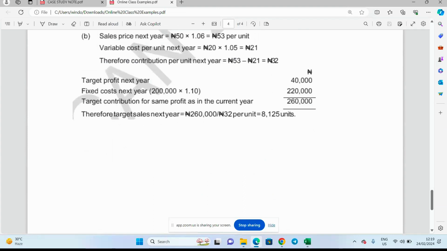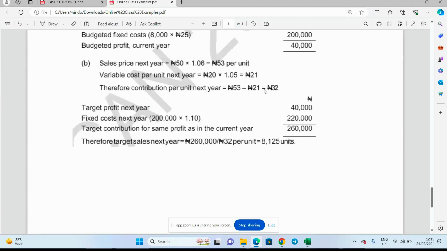So this is it. You have gotten 32 already, Abby. So target profit next year is 40,000. Fixed cost next year is 220,000. Addition of the two is 260,000. Therefore, target sales next year is 260,000 naira divided by 32 naira. How much would that be? 260 divided by 32. What do you have? 8,125 units.